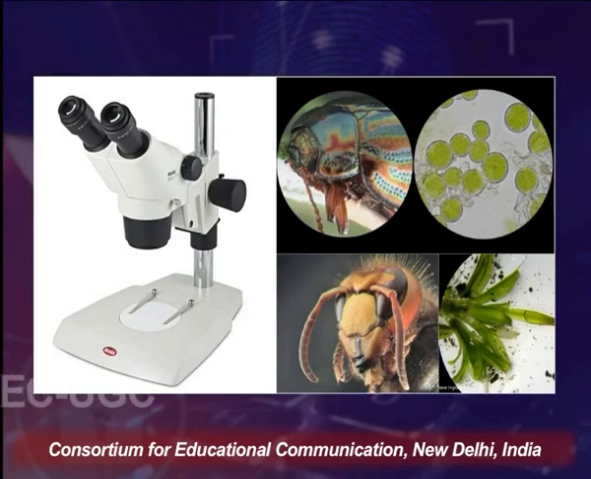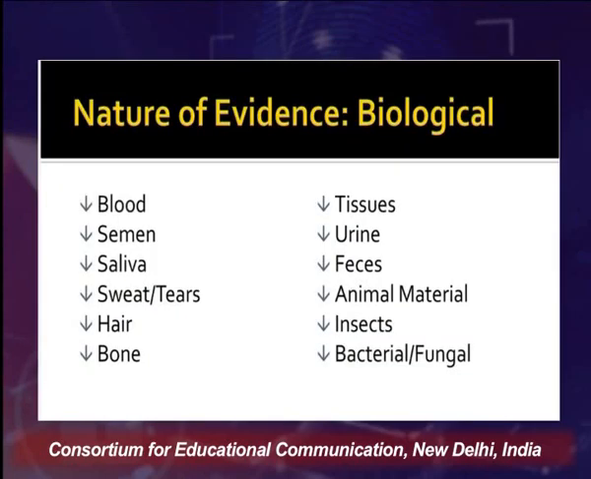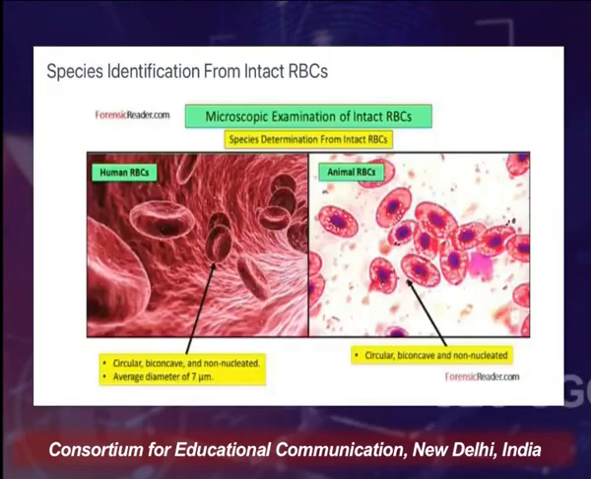The evidences for the preliminary examination are first examined under a compound microscope and we look for pollens in the cases of pollen examination, or the insects or the hair, fiber, etc. under the microscope for the preliminary examination. As we discussed, the nature of evidences which go to the biological division include blood, semen, saliva, sweat, hair, bone, urine, feces, animal materials, insects, bacteria, etc. All these evidences go to the biological division for analysis.